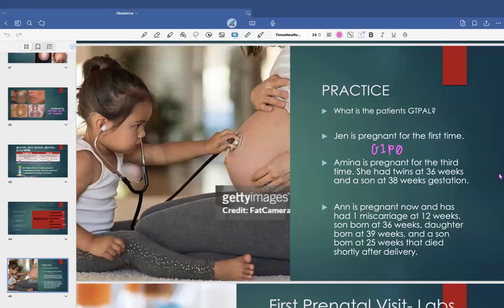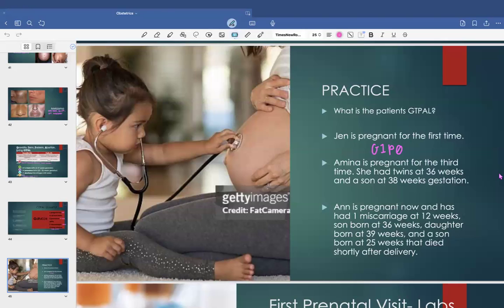T, full term. How many were full term? One. Premature, two: 36 weeks and 25 weeks. Abortion or miscarriage, one. And how many living? Two. G5, P1, 2, 1, 2.